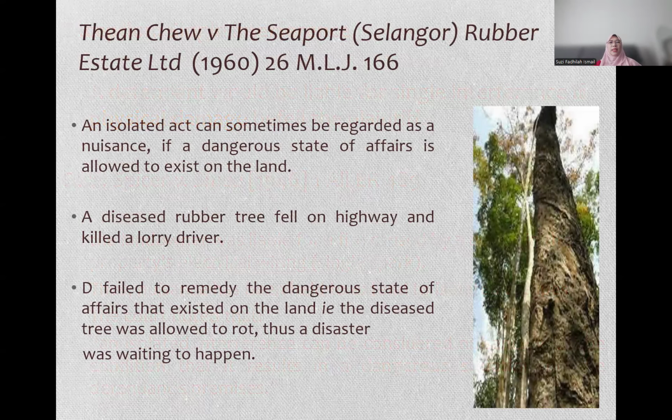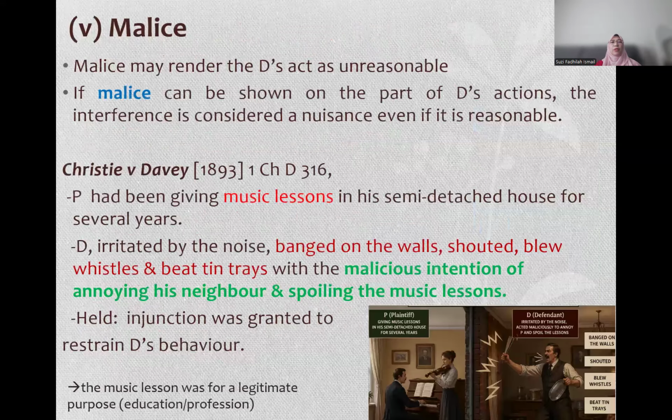An isolated act can sometimes be regarded as a nuisance if a dangerous state of affairs is allowed to exist on the land. Before the actual nuisance happened, there was a dangerous state of affairs. A diseased rubber tree fell on a highway and killed a lorry driver. The defendant failed to remedy the dangerous state of affairs that existed on the land. That is, the diseased tree was allowed to rot. It became rotten and then fell onto the highway and killed a lorry driver. Thus a disaster was waiting to happen. Anytime, the rotten tree might fall, and it actually fell and caused the death of this lorry driver.